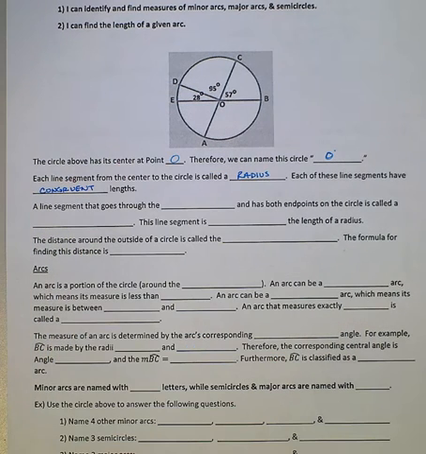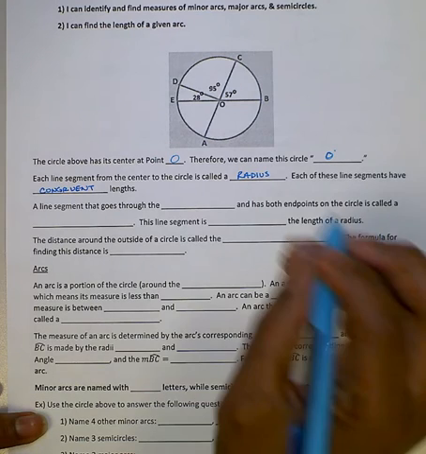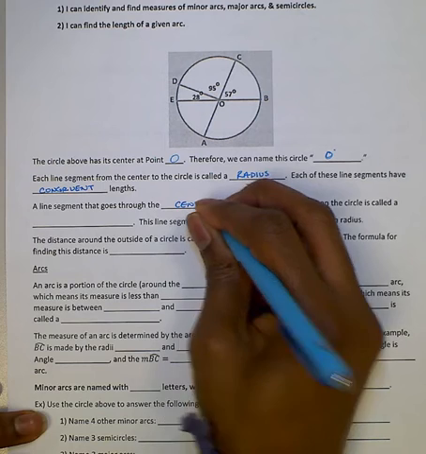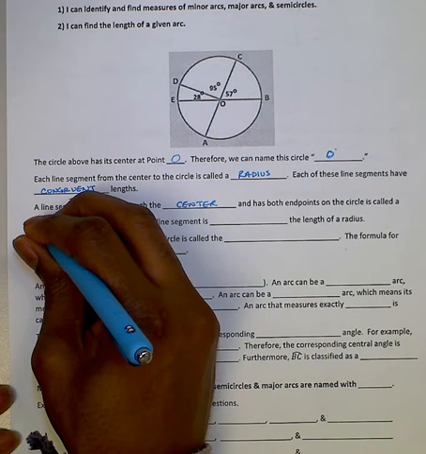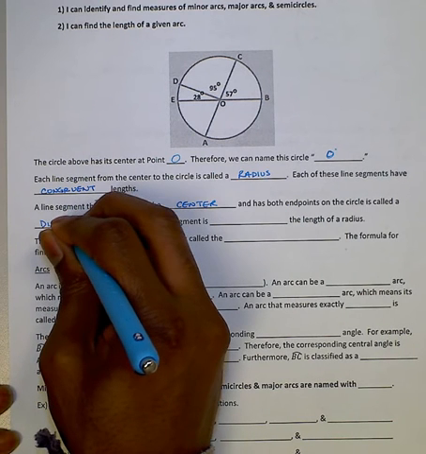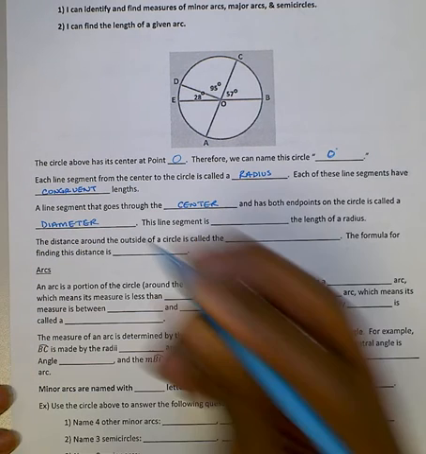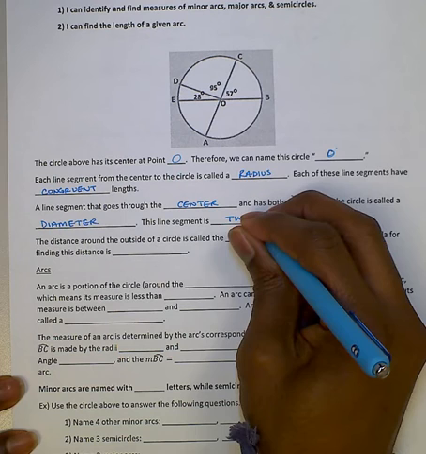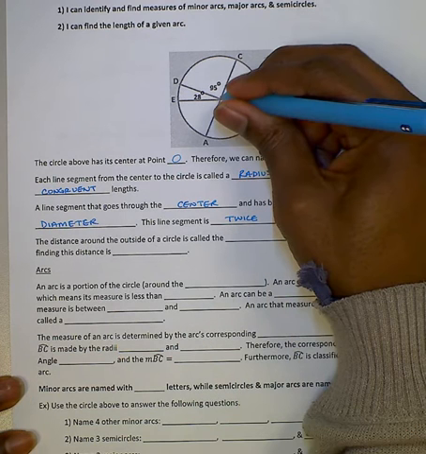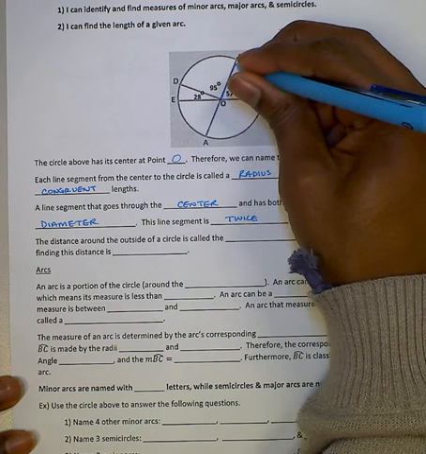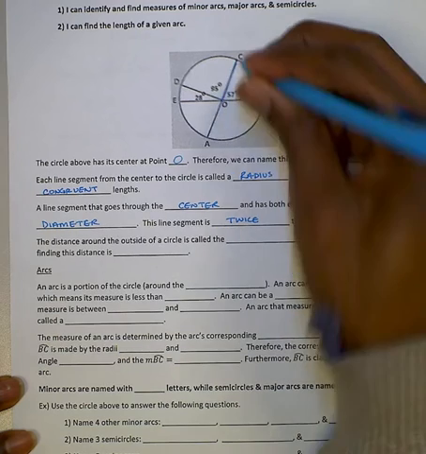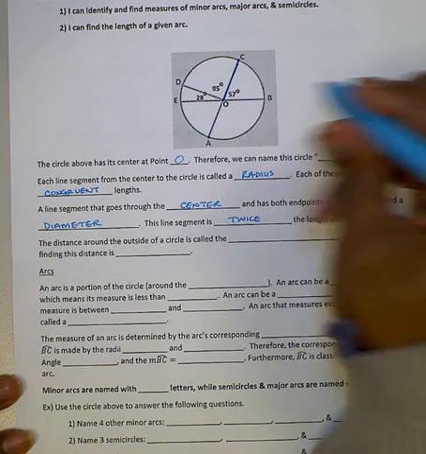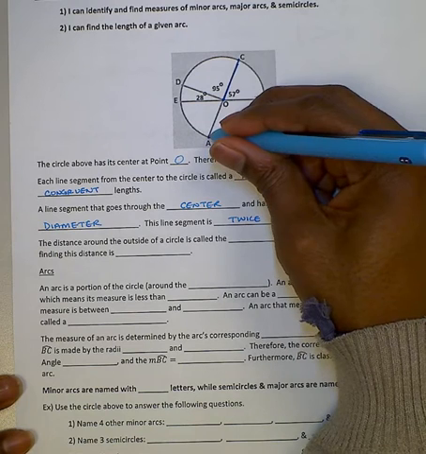A line segment that goes through the center and has both endpoints on the circle is called a diameter. This segment is twice the length of a radius. So up here, OC would be a radius from the center to the side. AC would be a diameter because it goes from one side through the center to the other side.